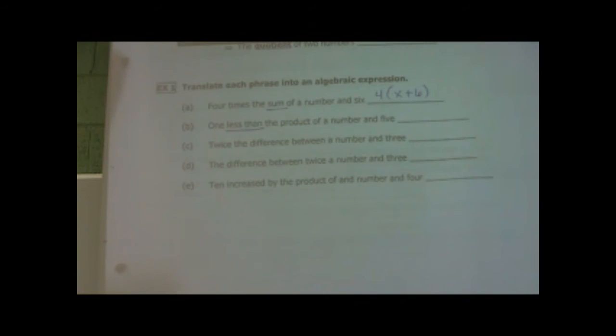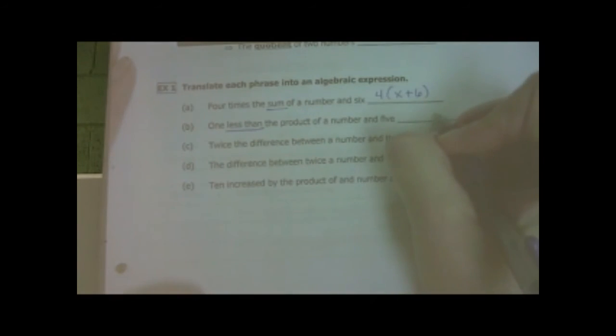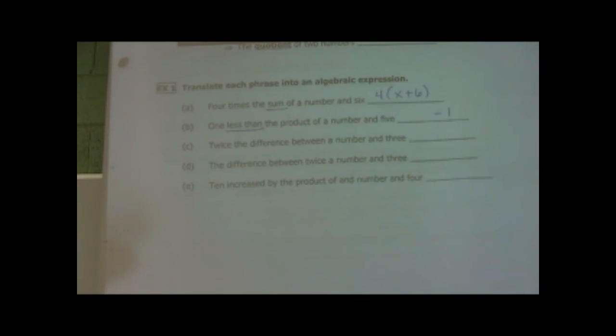Here we have 1 less than. Guess what? That's going to be a switching of the order. So guess what? 1 came first, minus 1 is going to be at the end. What comes in front? The product of a number and 5. So product is multiply. A number and 5 is 5x.